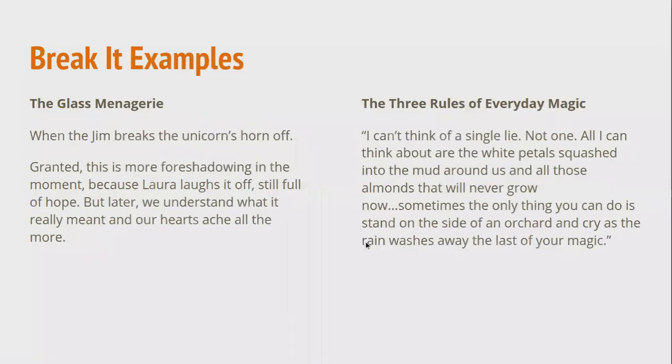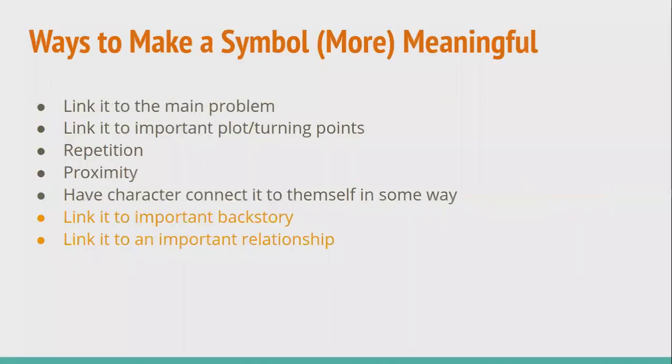So here's more ways that you can make a symbol meaningful. You can link it to important backstory. This is what's done with the gun in As Brave as You. It's linked to important backstory with Grandpa. You can link it to an important relationship. You can do this by having that important person give it as a gift or something, okay? That immediately makes that object important and meaningful.